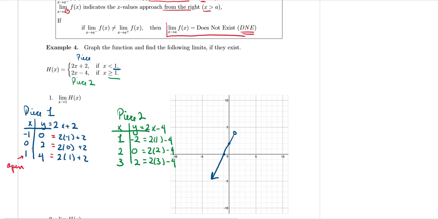So if x was 1, we got a -2. And one thing to notice is that 1 was allowed. So this one here is closed. Okay, so we put the closed circle there. Now if x is 2, the y was 0. And if x was 3, the y was 2. Okay, and now we can just continue on with the graph.